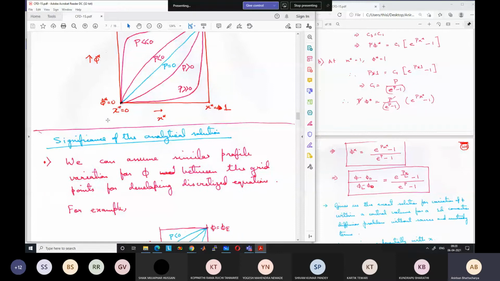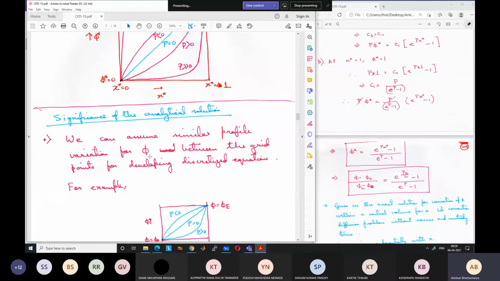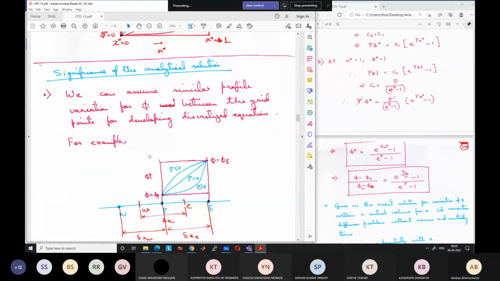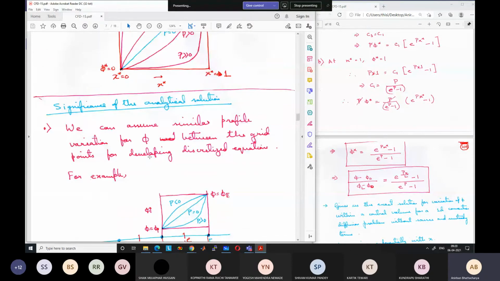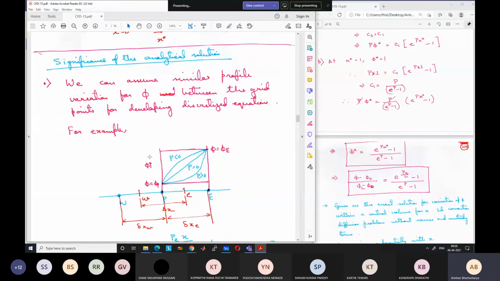Let us summarize what we have discussed for this analytical solution. What is the significance of this? The significance of this analytical solution is that we can assume a similar profile variation of phi between the grid points for developing our discretized equation.